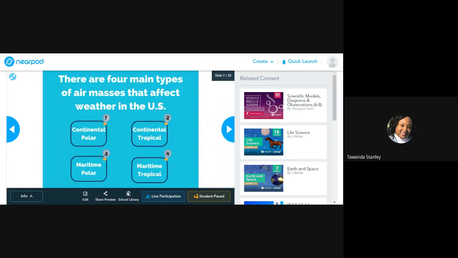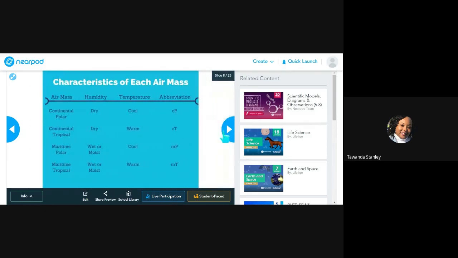Now, there are four major types of air masses that affect the weather in the United States. The first one is continental polar. The second is continental tropical. The third is maritime polar. The fourth is maritime tropical. And so here are the characteristics of each air mass. These are the four air masses that I've just talked about. Air masses are classified by two things. They're classified by the humidity and they're classified by temperature. Those are the two ways that air masses are classified.